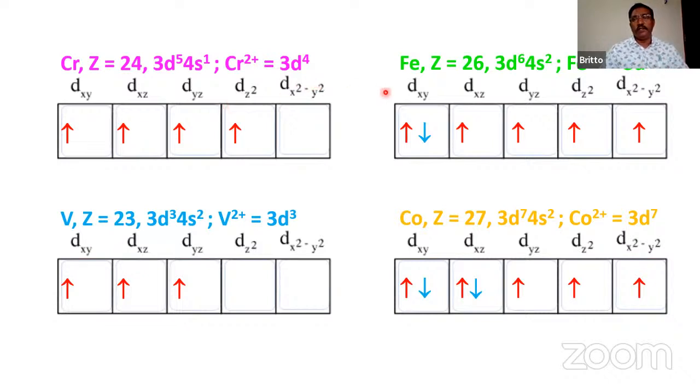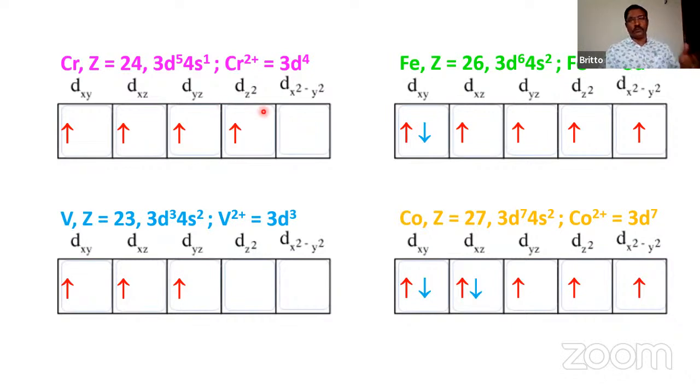Iron has atomic number 26, configuration 3d6 4s2, 8 electrons. When we remove 2 electrons for Fe2 plus, it becomes 6 electrons. We pair these 6 electrons like this: first 1 electron in each d orbital, and the extra one is paired, so we have 1 paired electron. Here also the number of odd electrons is 4, and in 3d4 also there are 4 unpaired electrons.